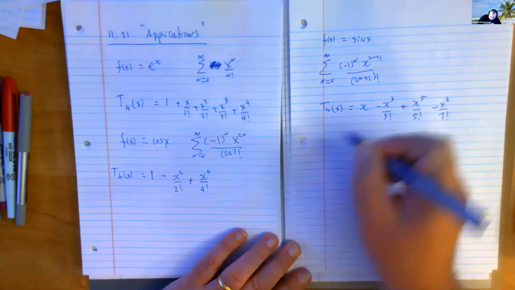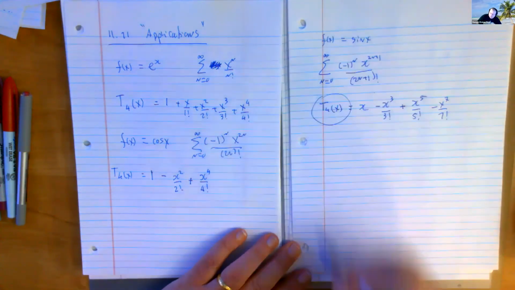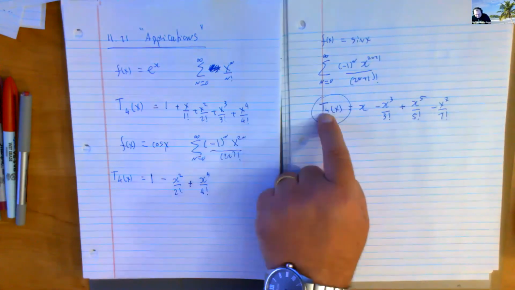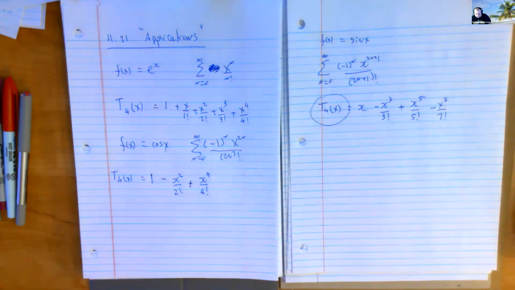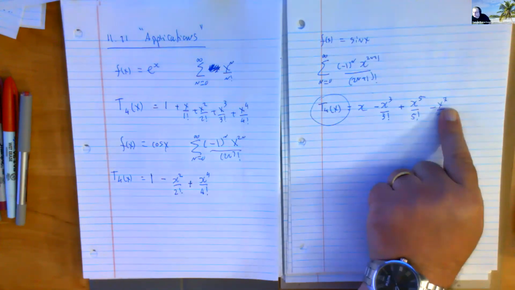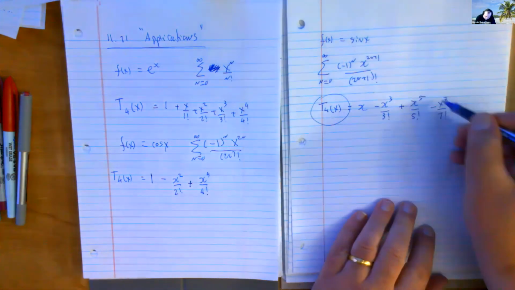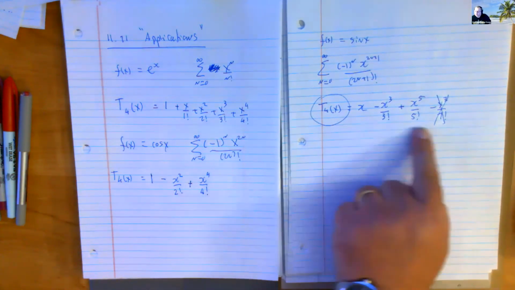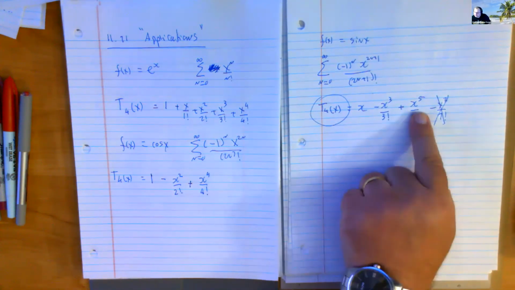But back to the question. They wanted this guy. That is not this guy. That is T7. Why is he T7? Because the biggest power is x to the 7. So it ain't that one. Well, what about these 3 guys? Nope. That's T5 because the biggest power of x is 5.